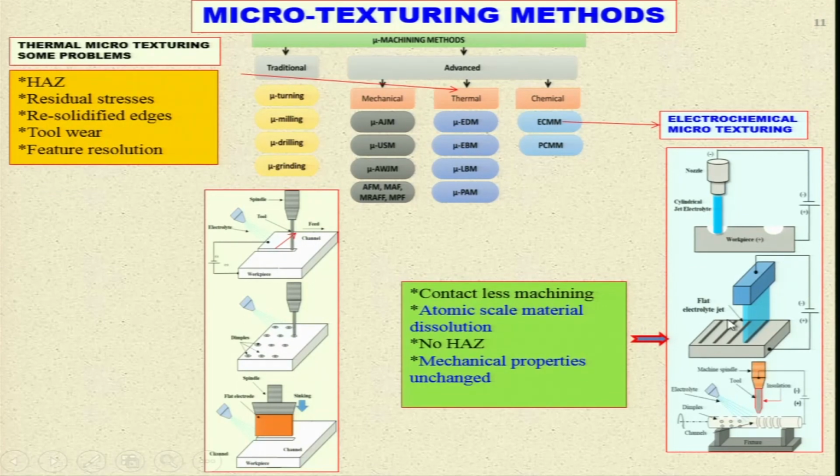Now, this is the flat electrolyte jet, this is the tool, and you are able to create these micro channels. These channel widths are in terms of microns. Again, this workpiece is rotating over the spindle, and you are able to create this circular channel, or you can also create these dimples on this, depending upon what type of motion you are giving to the tool, what kind of motion you are giving to the workpiece, or you can give the motion to the tool also.